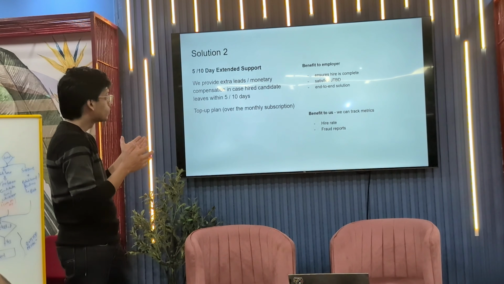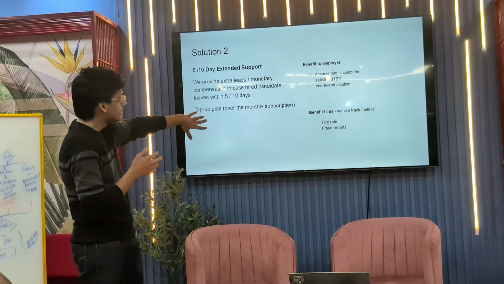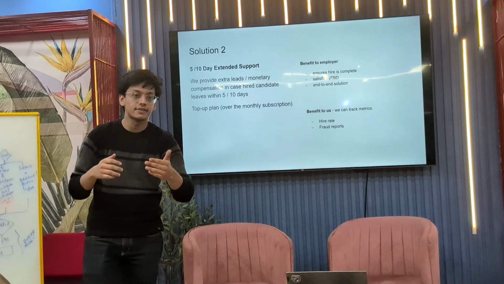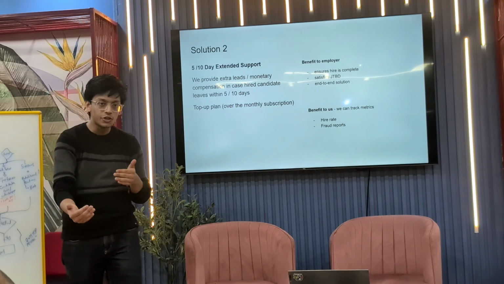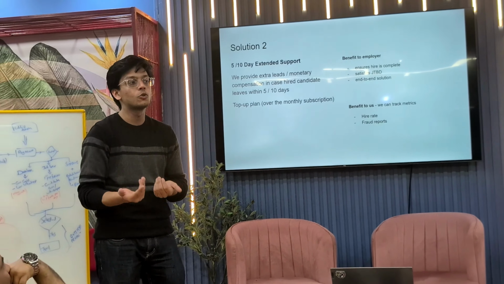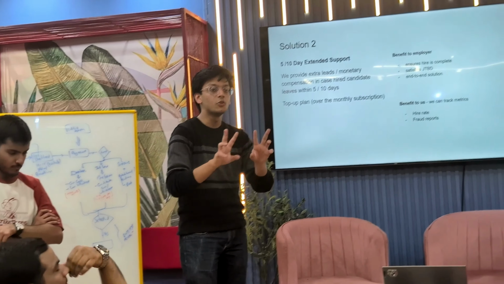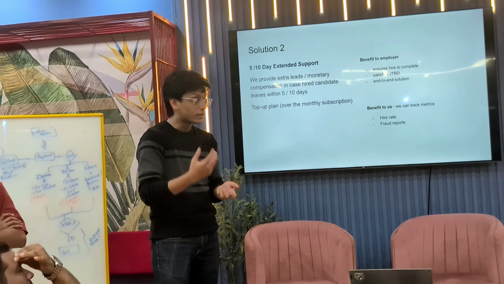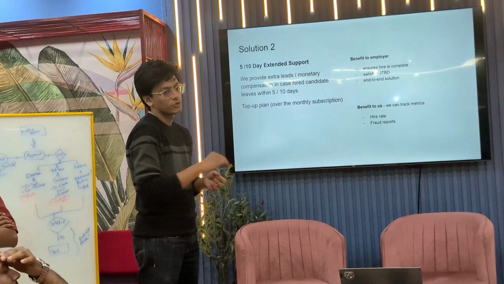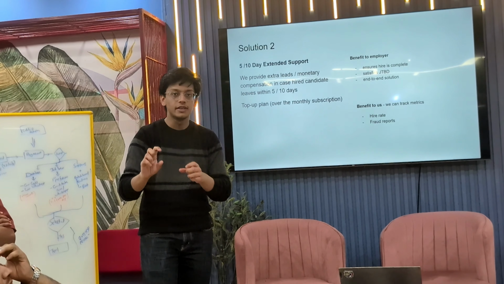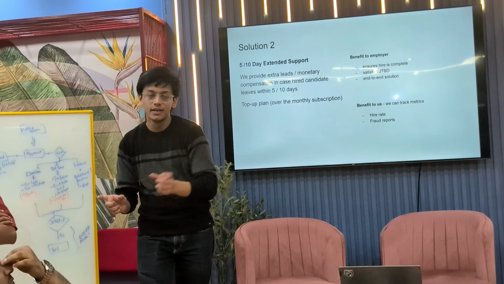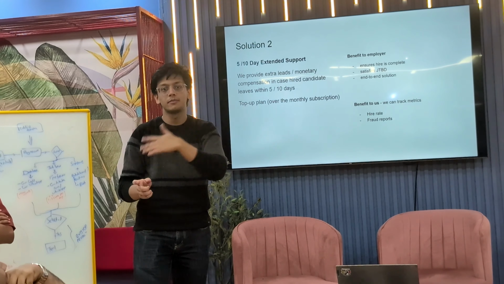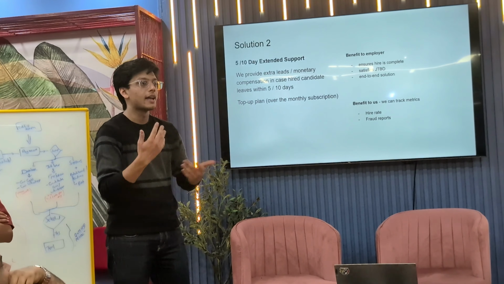Benefit to us is that we know about hire rates, right? So when we say that we'll support you after you've made a decision, we need to know whether you hired somebody. So we know the actual hire rate on the ground. And also fraud reports. So if somebody does a fraud with you, we have that candidate, blacklist them in our database, and don't show them moving forward. It enhances the quality of our data.